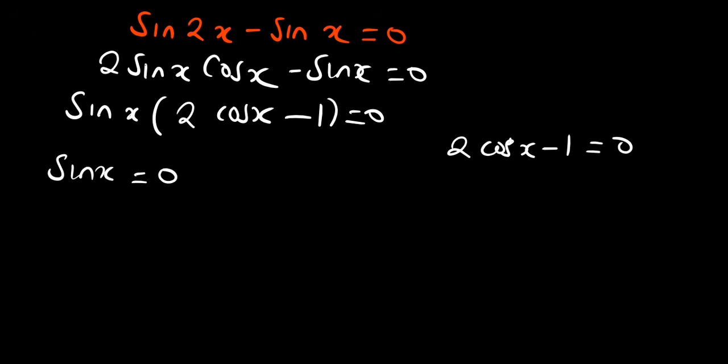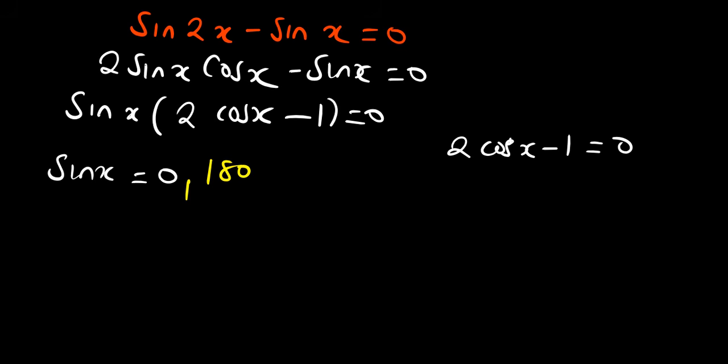Sine x is equal to 0. Okay, that is just an answer, just the way it is. But now where else is sine equal to 0? Sine of any angle, also 180, is also equal to 0. Okay, so that is that. Now we come to the other side.